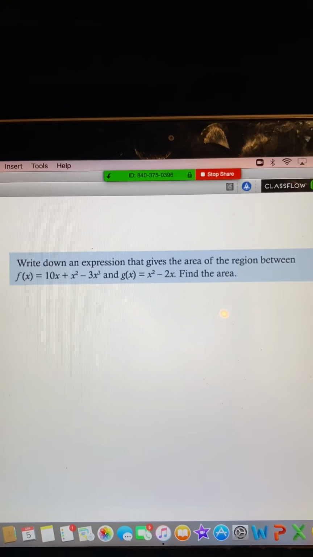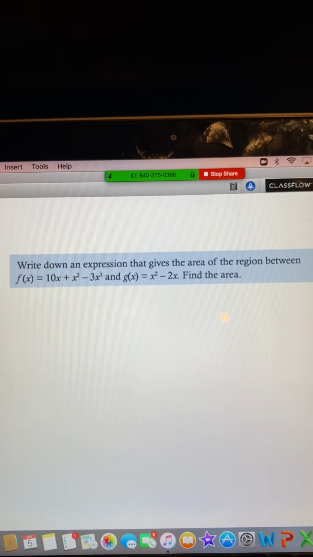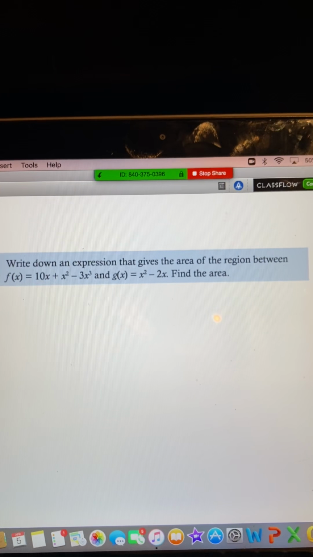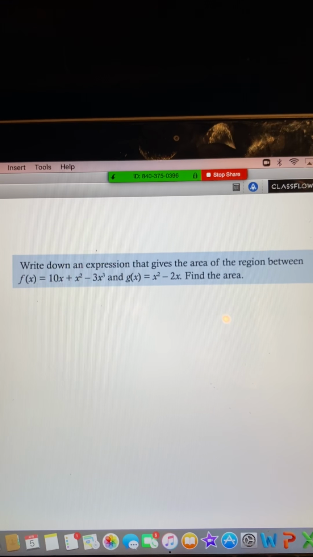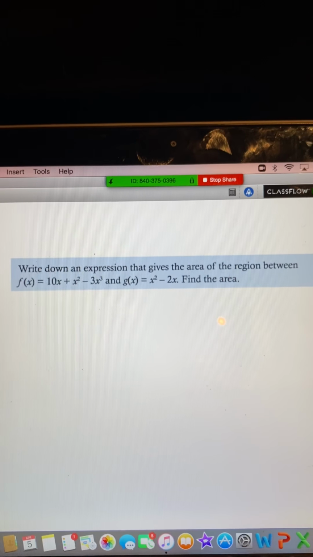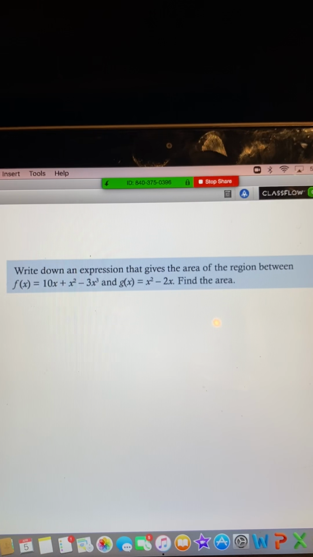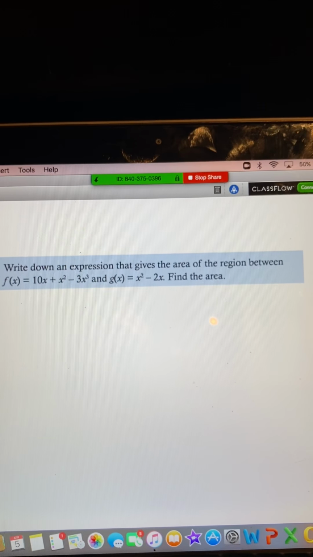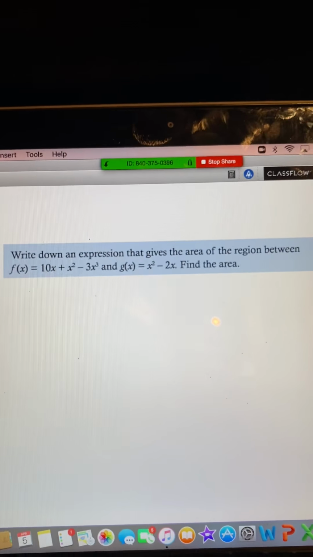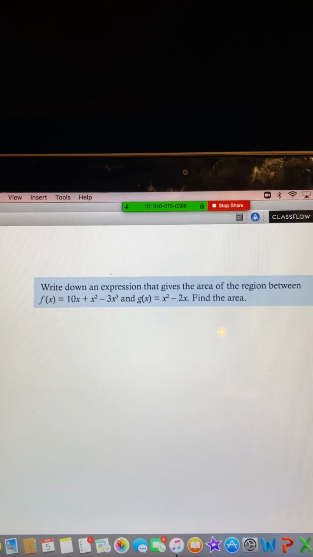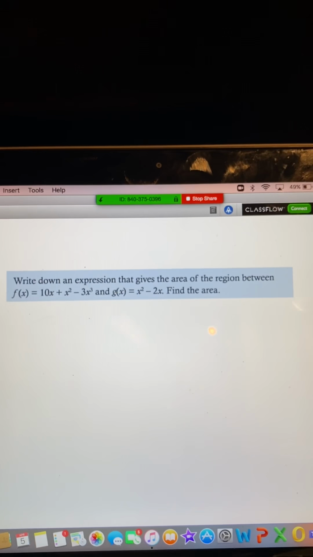Okay, for this next and last problem, it says write down an expression that gives the area of the region between f of x equals 10x plus x squared minus 3x cubed and g of x, which is equal to x squared minus 2x. Find the area. So I'm going to graph this first on the graphing calculator.